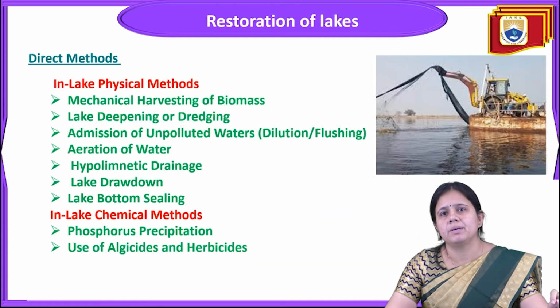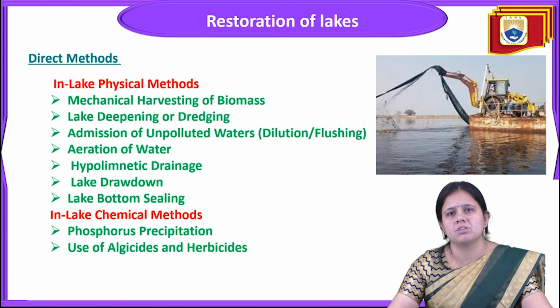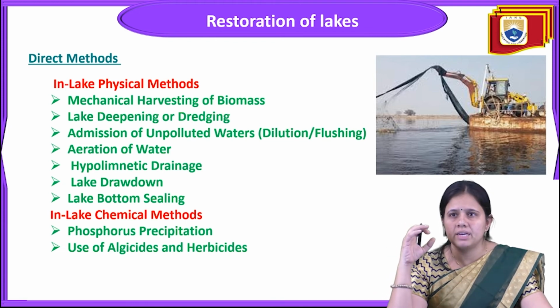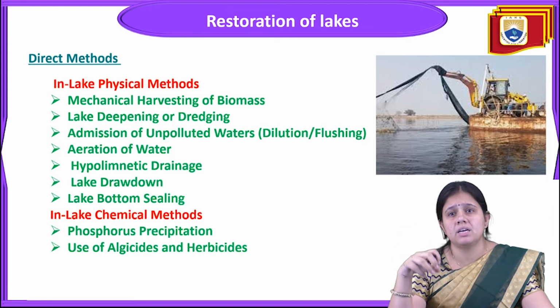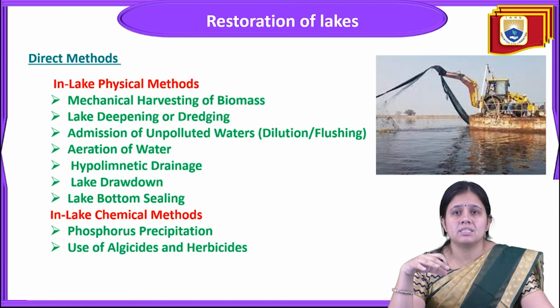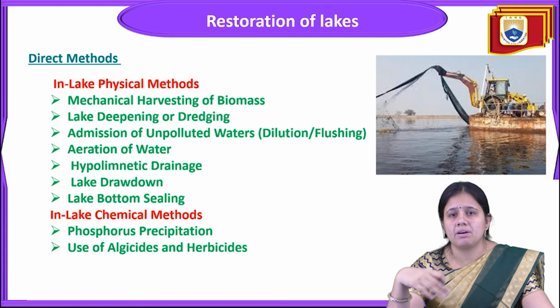Next, the direct method used for the restoration of the lake is the mechanical harvesting of biomass, meaning some mechanical devices are used to collect the green algae. Next is lake deepening or dredging of the lake, admission of unpolluted water like dilution or flushing. Then water aeration.